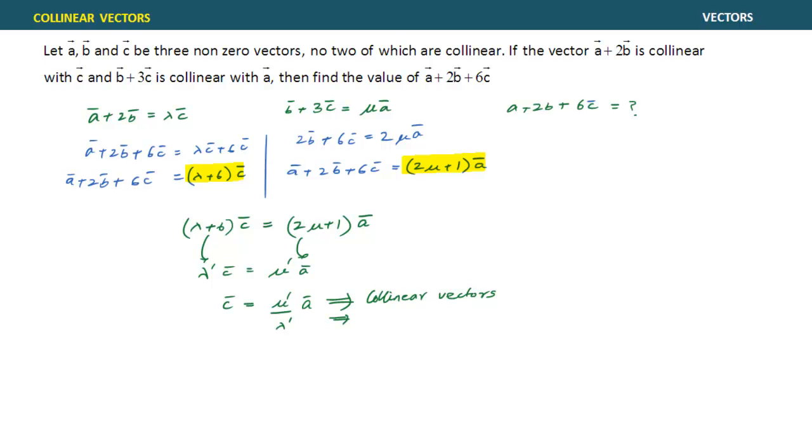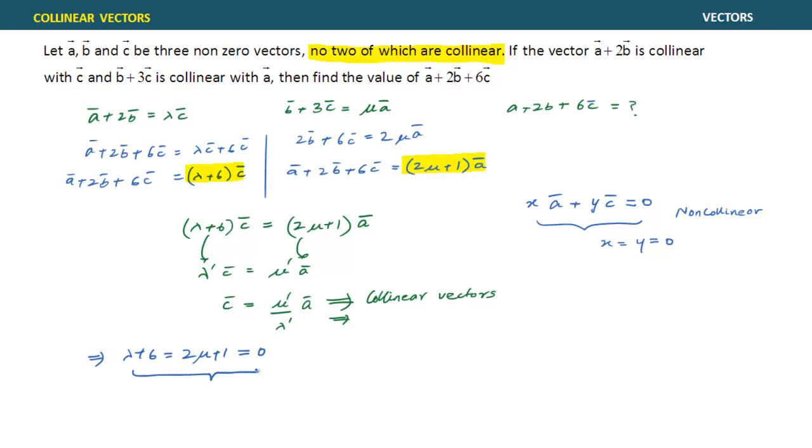But it was given to you in the question that no two of which are collinear. Remember here, no two of which are collinear. So if two non-collinear vectors are there, say xa plus yc for example, and they are given in a linear combination, then the only thing that can happen is that their coefficients must be zero. So for example here, that means lambda plus 6 should be equal to 2 mu plus 1 should be equal to 0. This is the only possibility that we have.